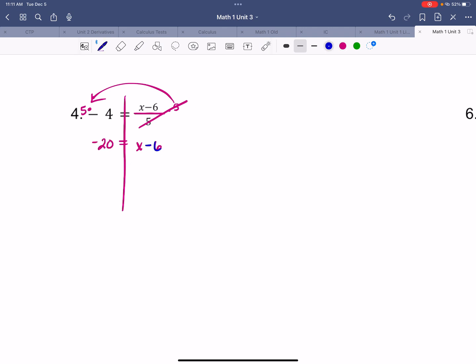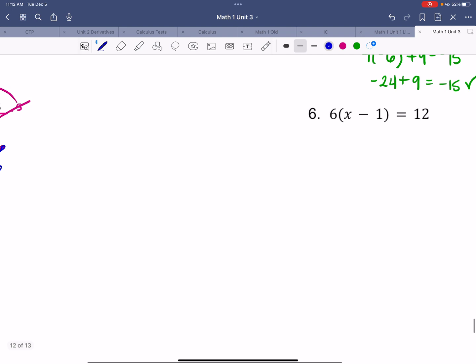The opposite of subtracting that 6 is to add 6. Negative 20 plus 6 gives me negative 14. So x is equal to negative 14.